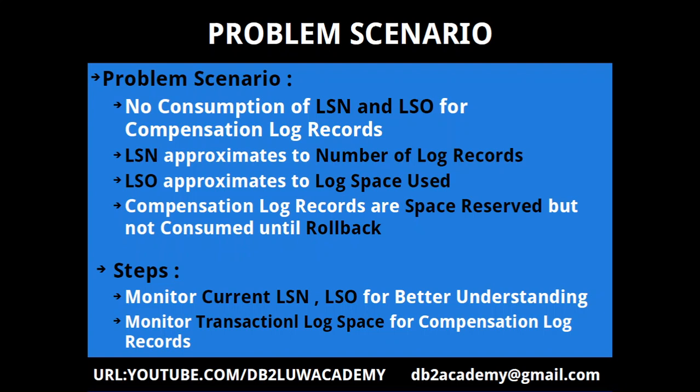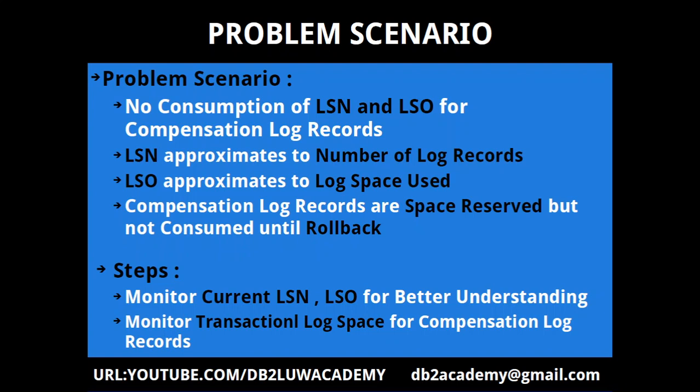I'm not sure about the start, but when you create the database, there is some start value associated with it, and there is an end value associated with it. The LSN approximates to the number of log records, whereas the LSO approximates to the log space actually used. And compensation log records are records for which space is reserved, but which are not consumed until rollback.